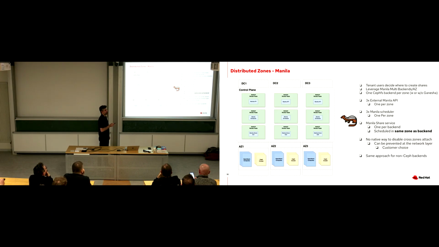For the scheduler, we can do 3 in that case, but they are common to the environment, so we have 1 per zone, where it is here. 1 per zone. And for Manila share, same deal as Cinder volume, one per zone that is dedicated. So that Manila share has only the configuration to talk to that Ceph cluster.